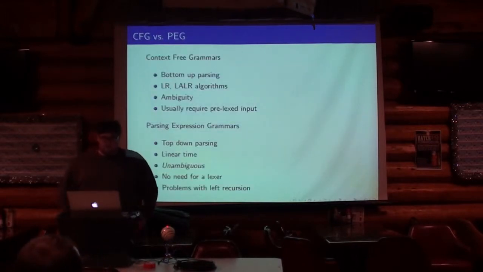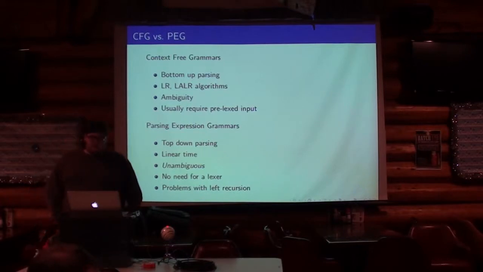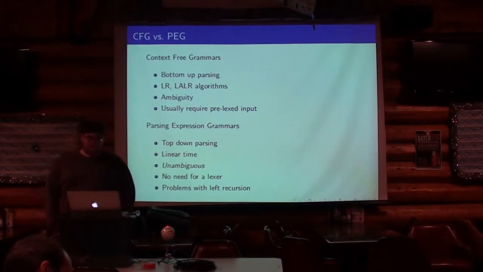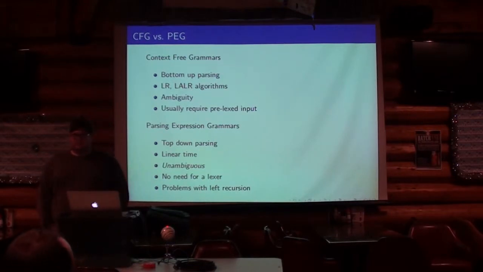So for CFGs versus PEGs, by context-free grammars I usually mean tools, specifically Bison and Yacc, that do bottom-up parsing with LR and LALR algorithms. With these, you have to worry a lot about ambiguity, because depending on your language, it's easy to get expressions that are ambiguous or could generate multiple different parse trees. Also, for that kind of parser, you usually need a prelexed input to get rid of spaces and other things, just to crunch it down to the core symbols that you care about.